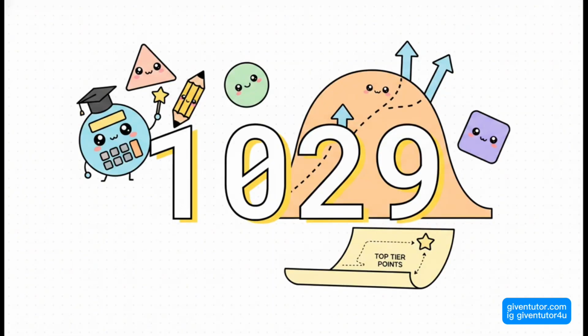Okay, so 1029. That is the average SAT math score right now out of over 2 million testers. But we aren't here for average today. With this blueprint, we're going to bypass the middle of that bell curve and help you capture those top-tier points.